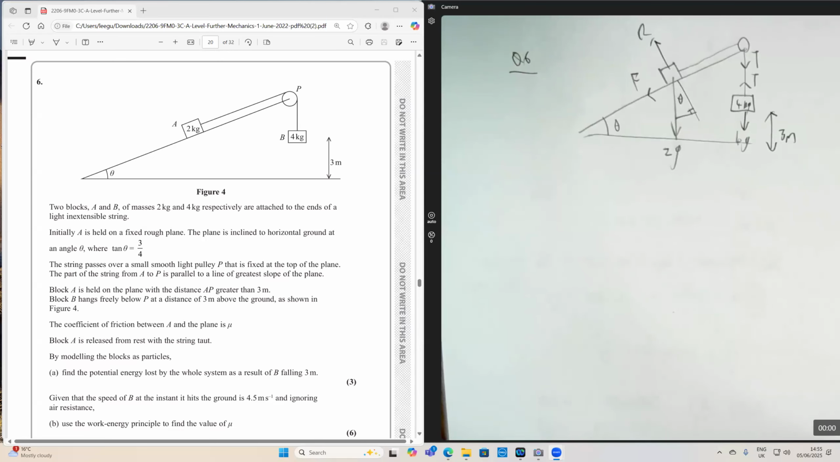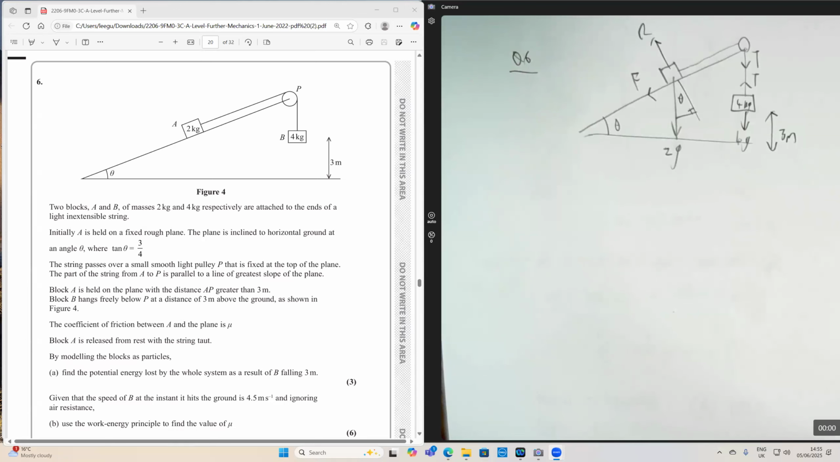Hello everyone, here's another Further Mechanics question from June 2022 for Edexcel Further Mechanics 1, and this is question 6. It says two blocks A and B of masses 2 kilograms and 4 kilograms respectively are attached to the ends of a light inextensible string.